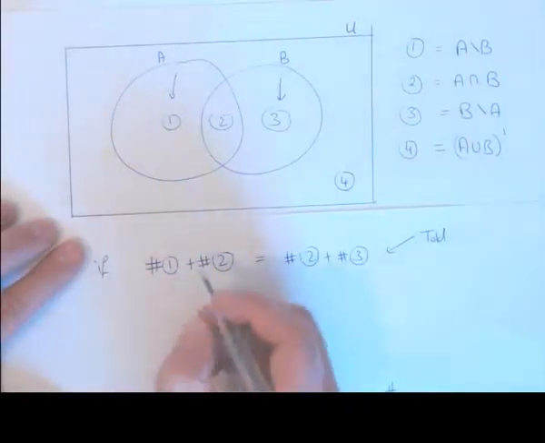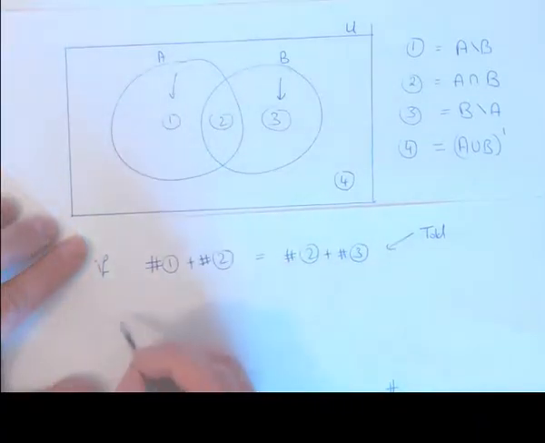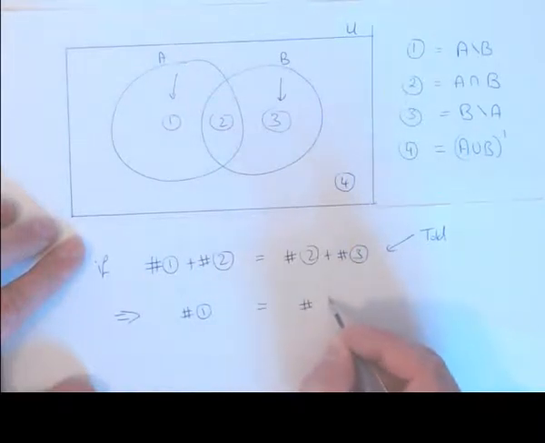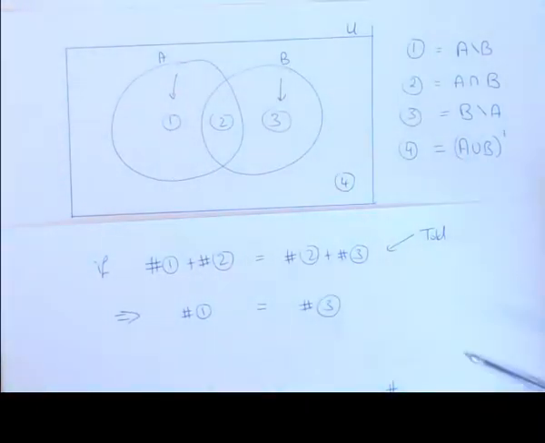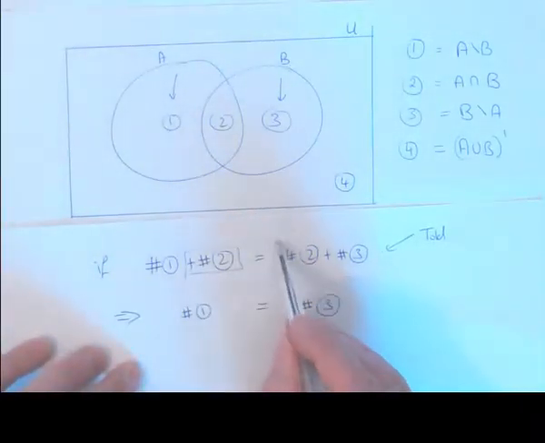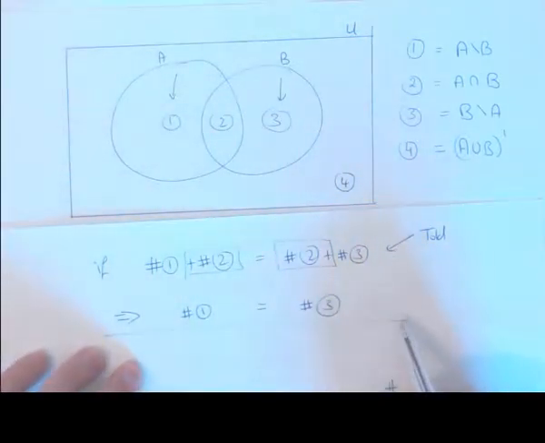So if number 1 and number 2 equals number 2 and number 3, then we can figure out that the number of elements in area 1 is equal to the number of elements in area 3. So we do this in algebra with equations, and we think of equations as a balance, so that if I remove this from both sides, then my balance is still balanced, so this is still true.